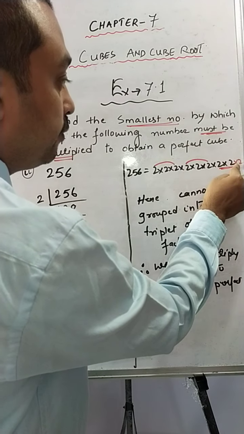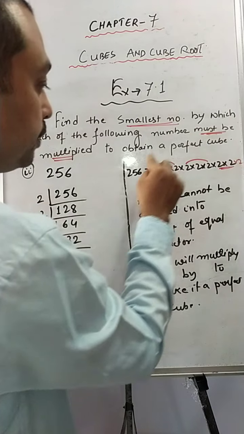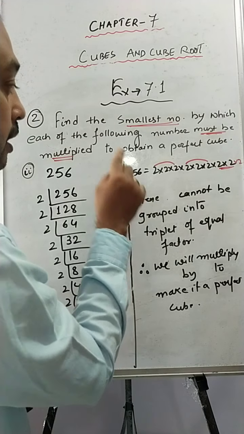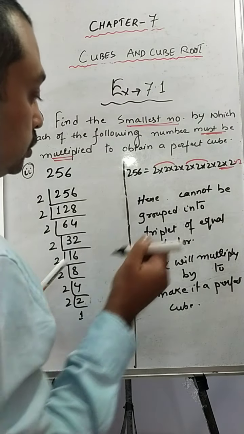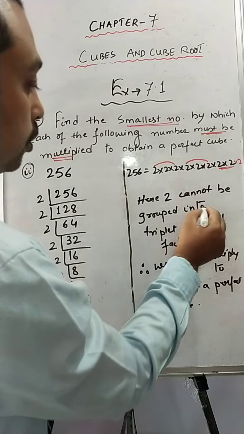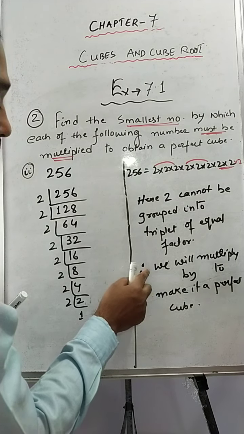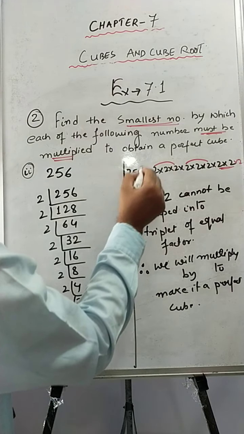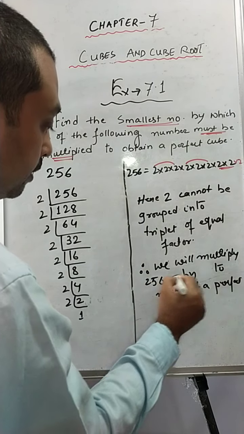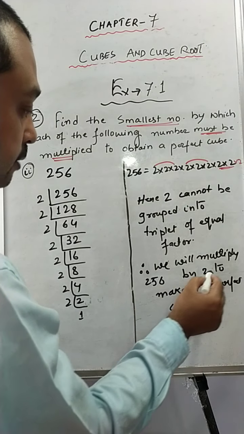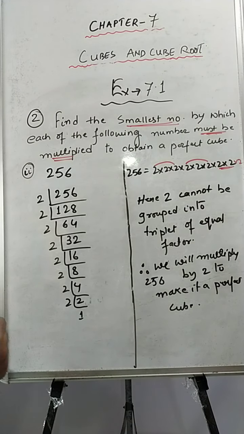isn't it? So if you have to multiply 2 on the right hand side, the same application you have to do on the left hand side also. That means here 2 cannot be grouped into the triplet of equal factors. Hence, or you can write therefore, we will multiply this 256 by 2 to make it a perfect cube.